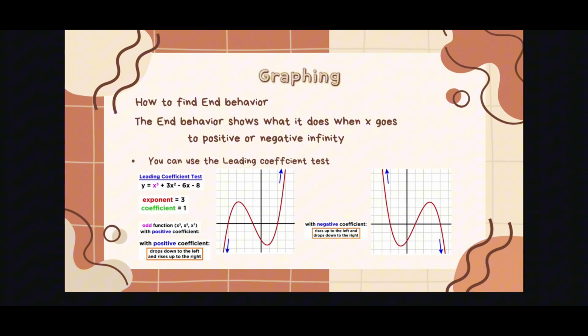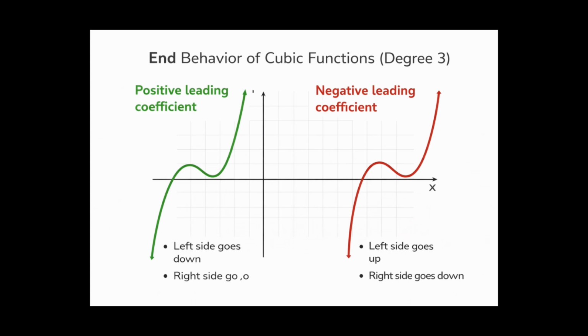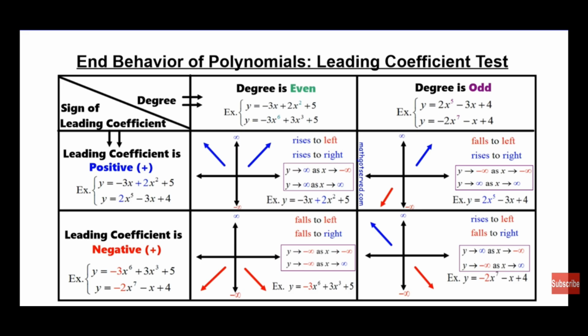So here's the end behavior of a cubic function. Degree 3, with a positive leading coefficient and a negative leading coefficient. Just like I said, with a positive leading coefficient, the left side goes down and the right side goes up. With a negative leading coefficient, the left side goes up and the right side goes down. So just like opposite directions. Opposite direction siya sa positive o negative. So baliktad lang. Here's another example of end behavior of polynomials, the leading coefficient test.